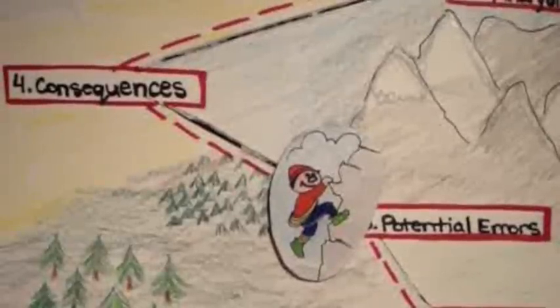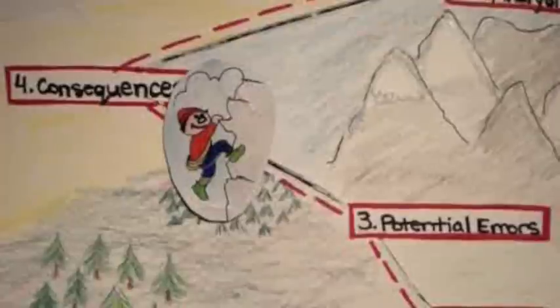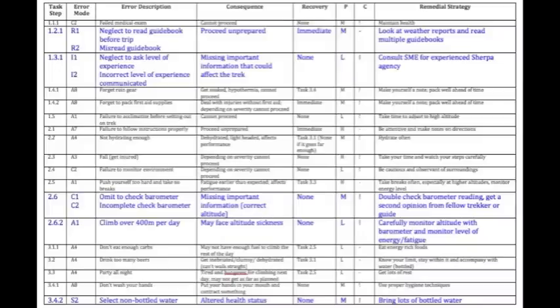Step 4. Identify consequences. In this step, the analyst must determine what would happen if the error occurred. For each error, provide a short description of the consequence. For example, with neglecting to read guidebook before trip or misreading guidebook, the consequence would be proceed unprepared.